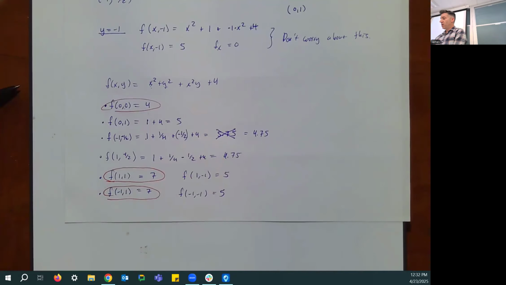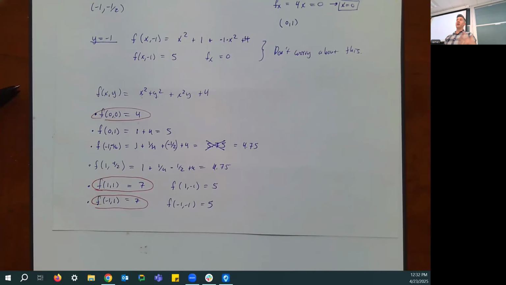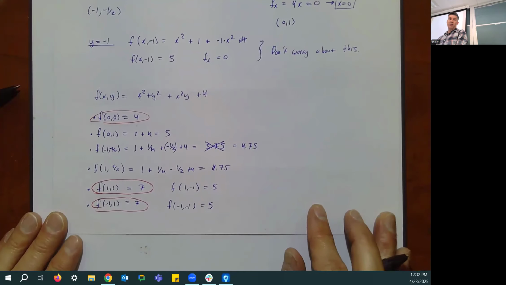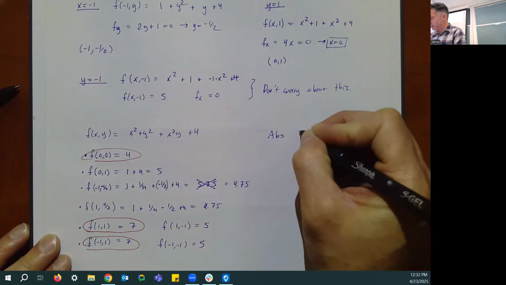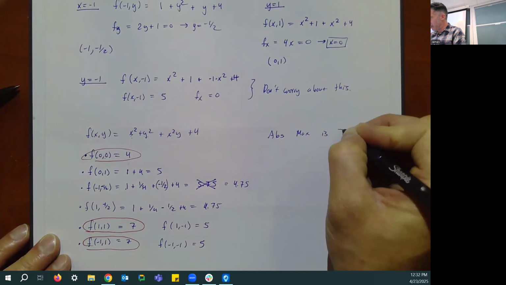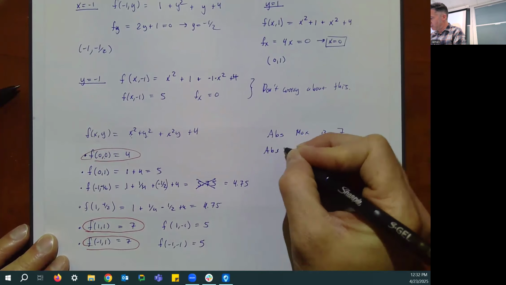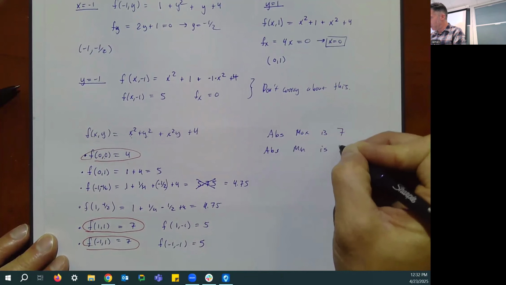So there's a couple ways we can answer this question, depending on how it's asked. The way it was phrased is just asking for the maximum and minimum value. So we could say, cool, our absolute maximum is 7, our absolute minimum is 4.